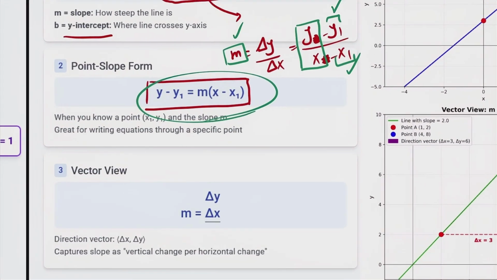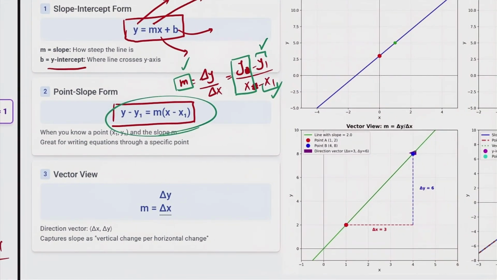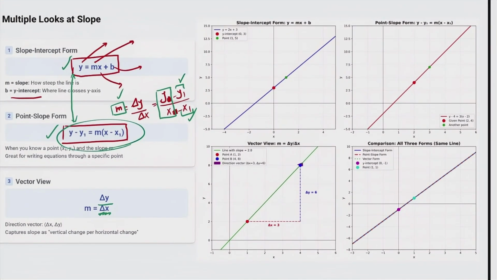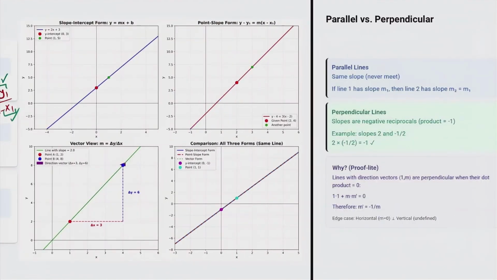So far, we had a couple of new definitions. One was the slope-intercept form, and the other was the point-slope form. Again, these two things are very simple and similar to each other. These two forms are completely related to each other. Using some mathematical formulas, you can find one from the other. And at the end, we have the vector view, which again resembles the m itself, so it's not that important. On the right side, we have different ways of visualization, so you can look at it to better understand what is going on.